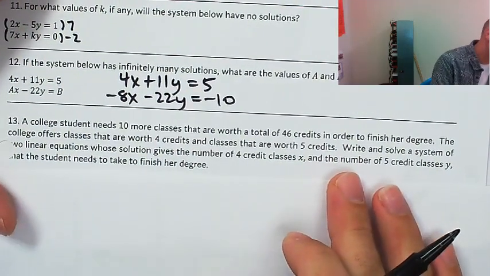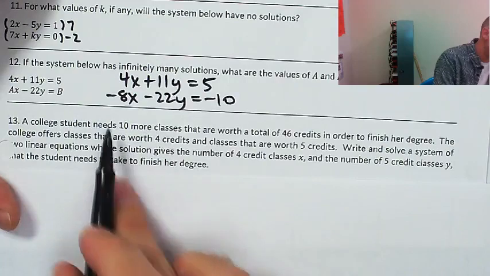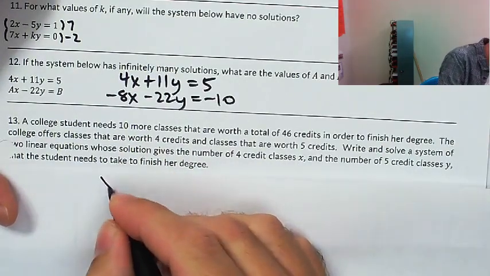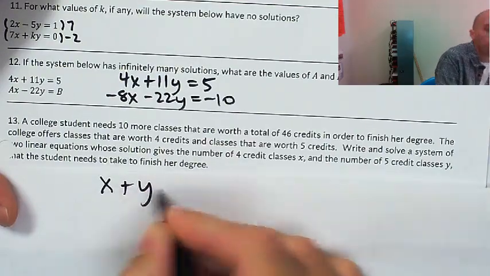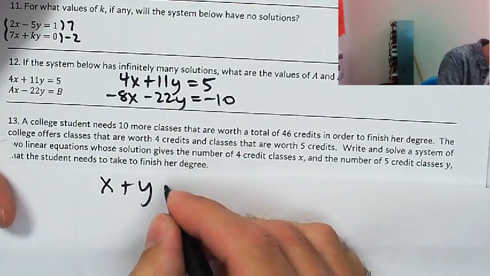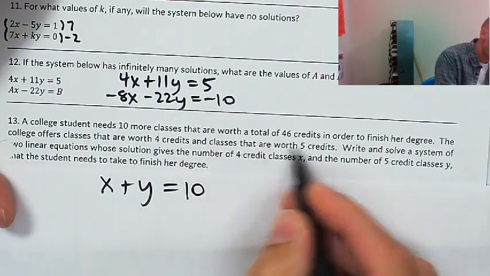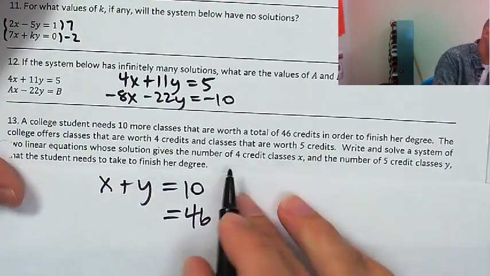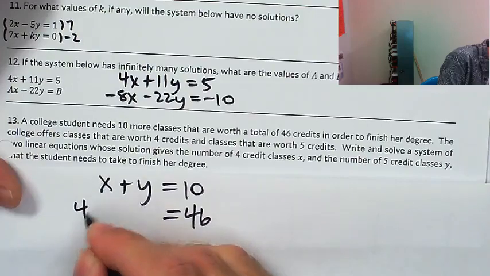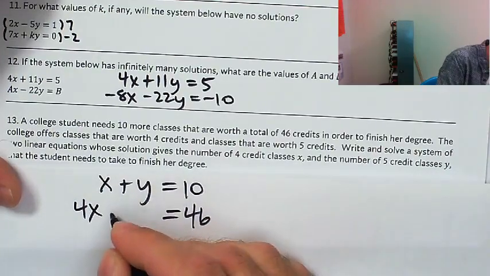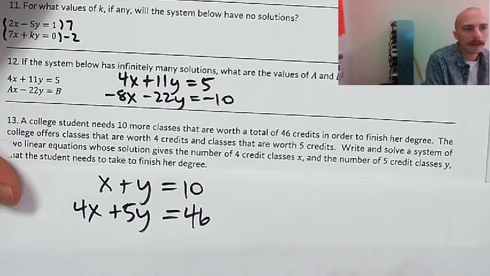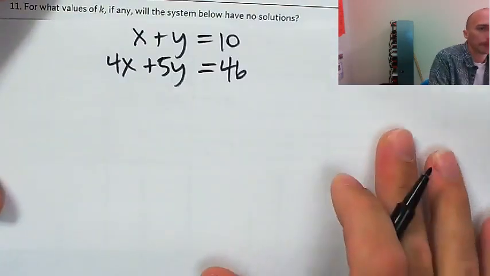So I'm going to say, all right, the total number of classes is 10, and we're going to say that the 4 credit classes are x. So x plus y, the total number of classes, needs to equal 10. But then the credits need to equal 46. The number of credits you get is 4 times the number of 4-credit classes and 5 times the number of 5-credit classes. Okay. And then I'm going to solve this system.